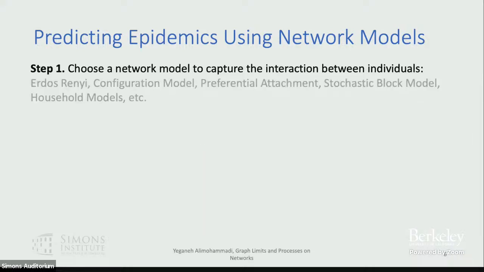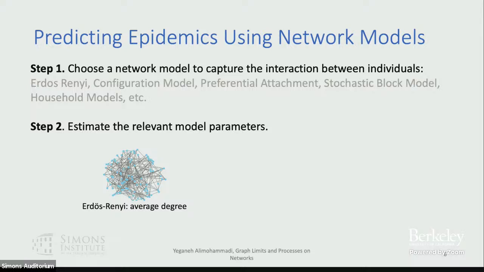And even after I make that decision, there is a second step where I have to estimate the relevant model parameters. What do I mean by that? Let's say I want to predict the size of an outbreak and I've chosen an Erdős-Rényi graph. Then I have to estimate the average degree. Or if I have chosen the configuration model, I have to estimate the degree sequence to say something about the outbreak size. In each of these two steps, I can make mistakes, and it's not really obvious how much my mistake would change my prediction.